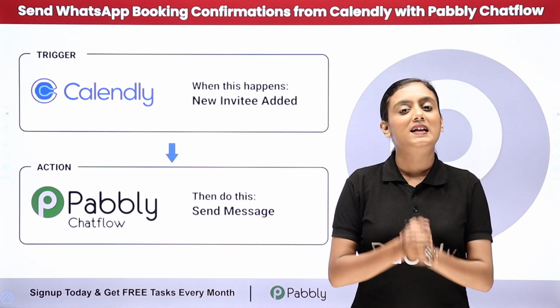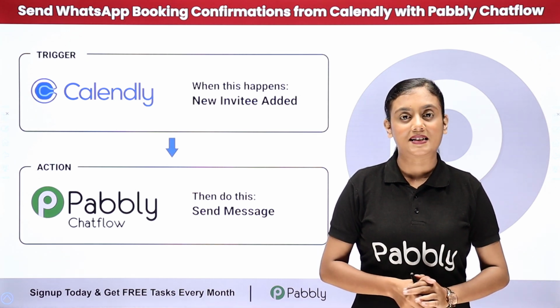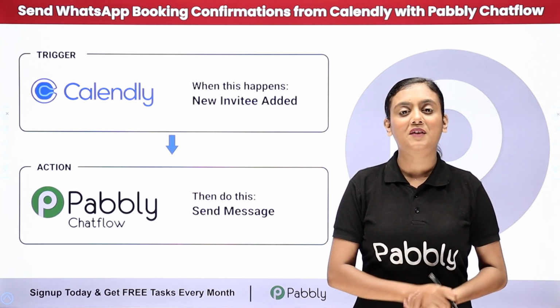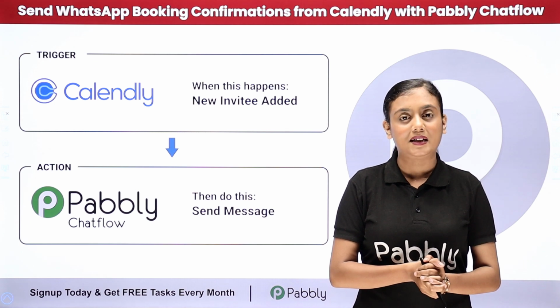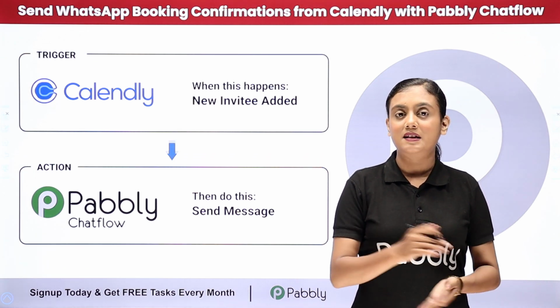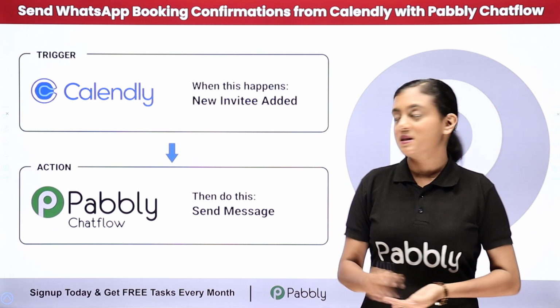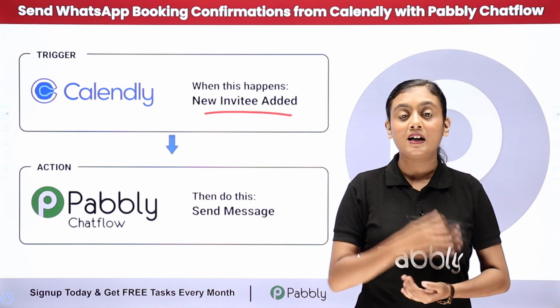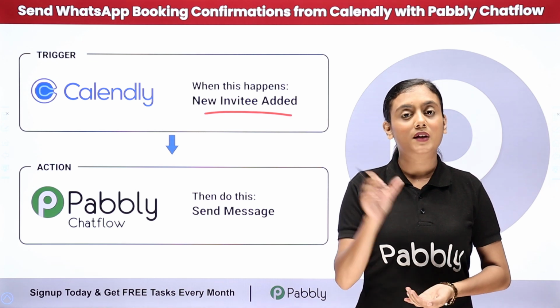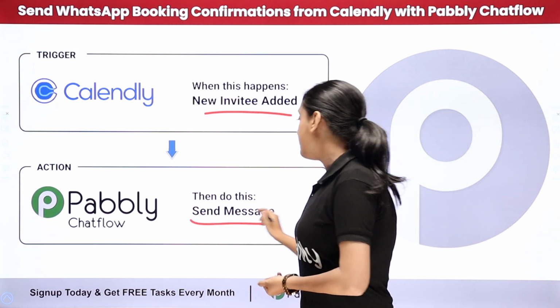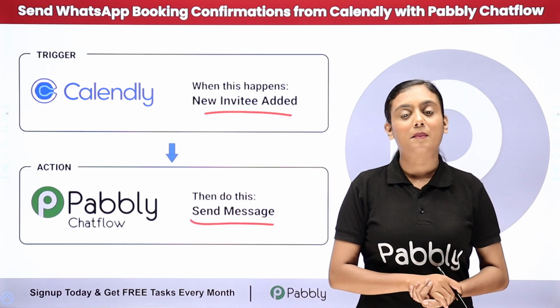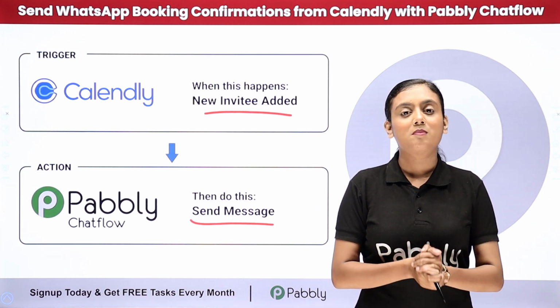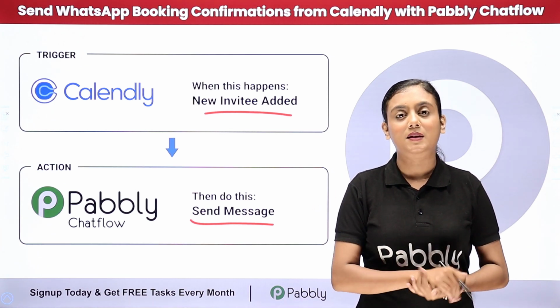And doing this manually is very time consuming and hectic. So to solve this problem, I have created an automation using Pabbly Connect. Now as I've created this automation, whenever a customer makes a new booking, that means a new invitee is added in my Calendly link, a confirmation WhatsApp message is automatically forwarded to the customer who has done the booking using Pabbly Chatflow. I am managing my WhatsApp conversations using Pabbly Chatflow.